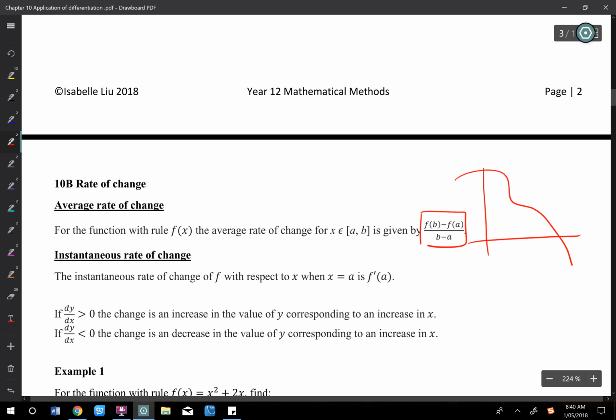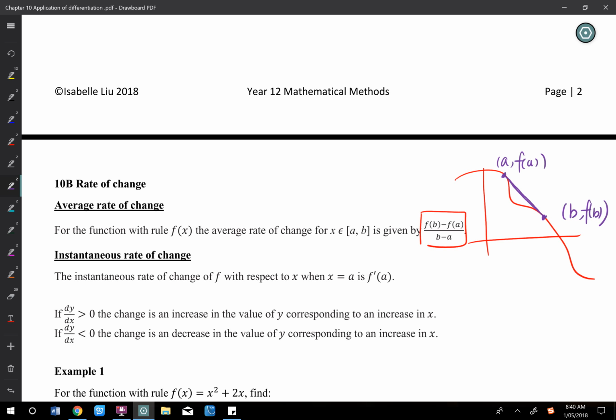For example, I have a diagram like this. It's a really messy diagram, but I have point A, f(A) here, and B, f(B) here. And I want to know the rate of change. Basically, I'm trying to find the gradient of that line. So you connect them and find the gradient of that.